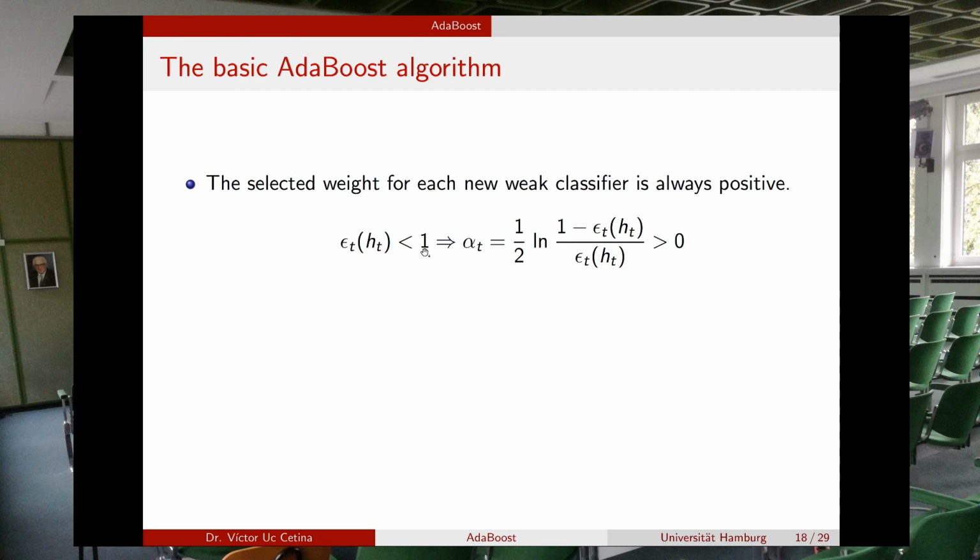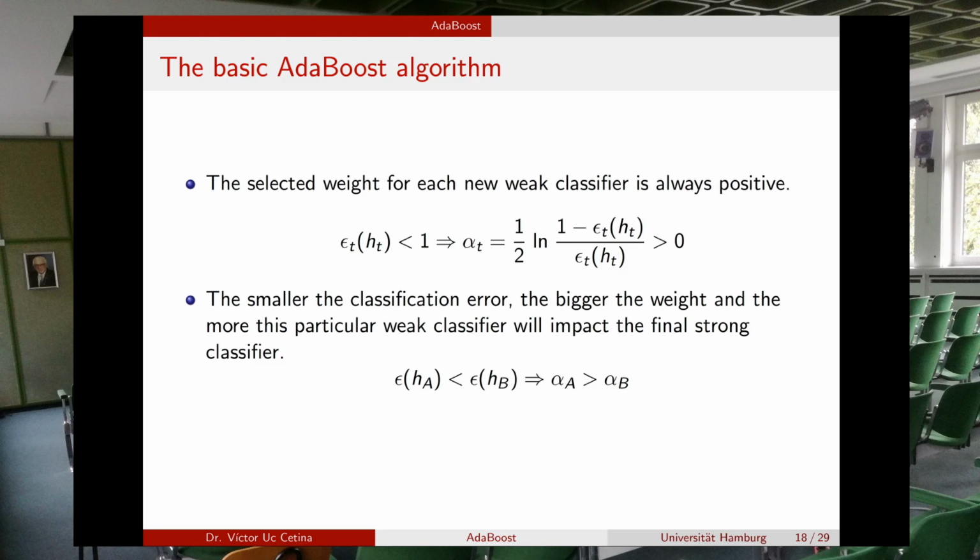Of course, we have said before that the maximum error that we can accept for a given weak classifier is a number less than 0.5. But this is just an analysis of what values epsilon can take, and if this is less than 1, then it is true that alpha should be a positive number. So just keep in mind that alpha is a positive number.